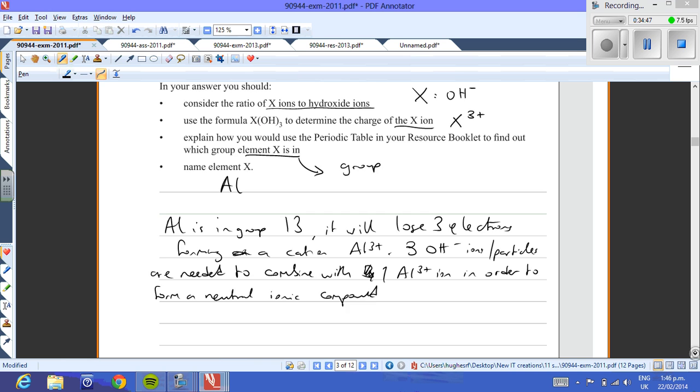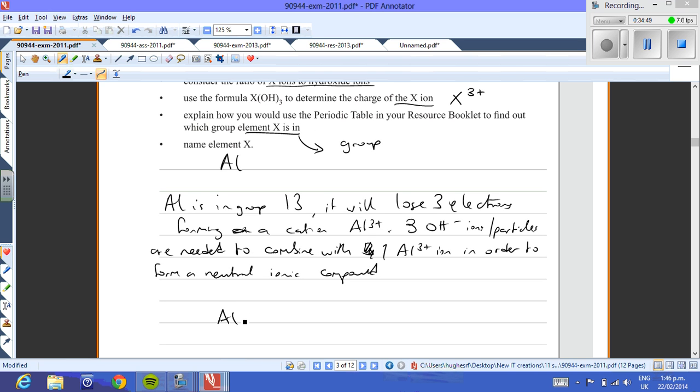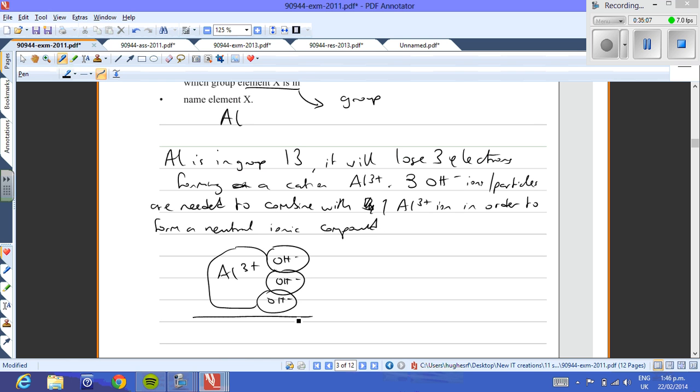And so what you're essentially doing here is you have 1 aluminium ion, which has a charge of +3, and let's just draw it as a large particle. And then we need 3 hydroxides, 1, 2, and 3, in order to satisfy that +3 charge. So the total charge here will be +3 from the aluminium, and the total charge here will be -3 from the 3 hydroxides, and that will give you a neutral ionic compound.